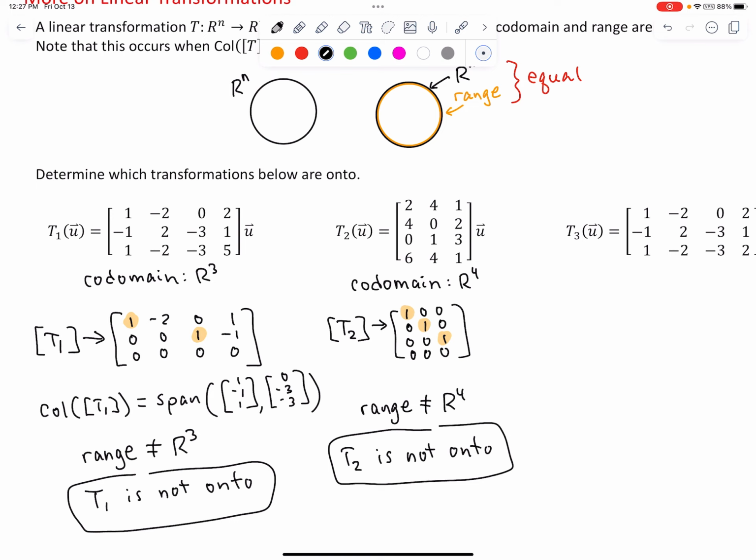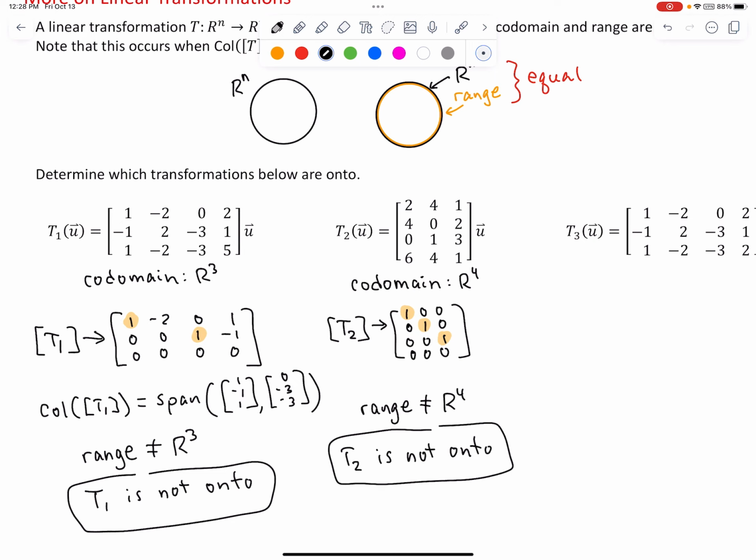In fact, you can generalize here. If we have more rows than columns, then it will be impossible for the linear transformation to be onto, because the number of rows indicates the codomain, in this case R4, and you need 4 linearly independent vectors to span all of R4, but there are only 3 columns. So there was never potential for the columns to span all of R4.